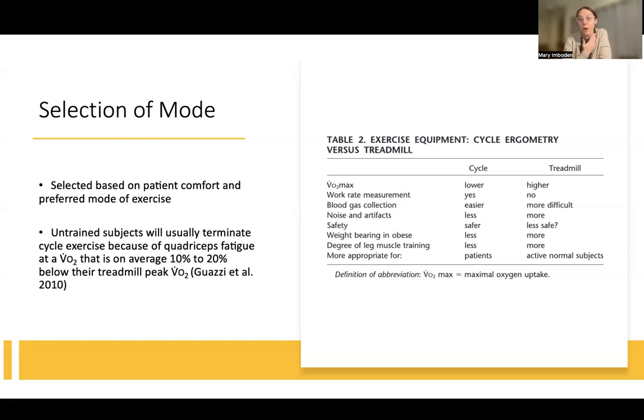Okay, so there's also many other pros and cons of the cycle versus treadmill test. Some people, we can't do a treadmill test for, and so therefore we need to perform a cycle test. Cycle tests are going to be more safe. There's less noise, which does help with the blood pressure measurement. However, like I said, lower VO2 max.